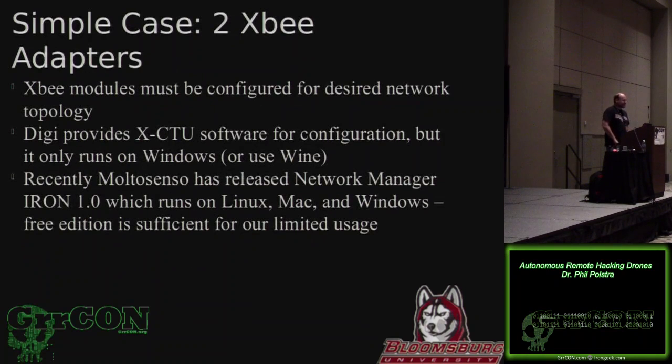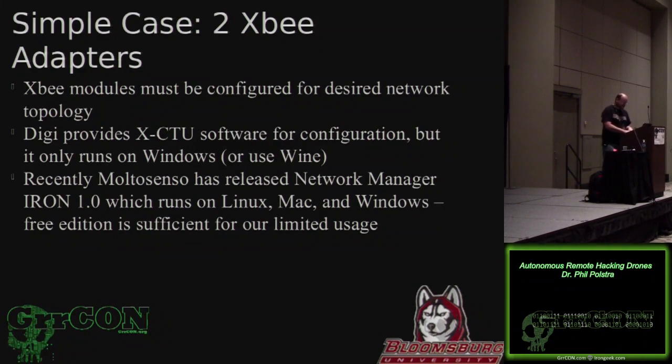Real simple case, you can actually set these things up between two systems, and you can use the software that's provided by Digi. It's called XCTU. You can also use Multisenso Network Manager Iron as another alternative if you want to run a native Linux or Mac app. Digi also did, over the last year, release a Mac version of XCTU. So if you're a Mac person, you can use that as well.